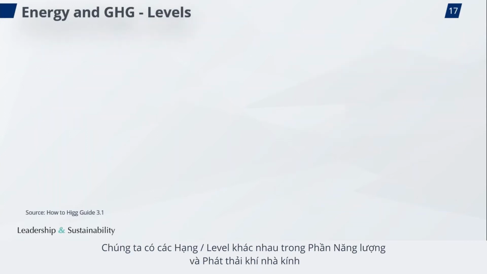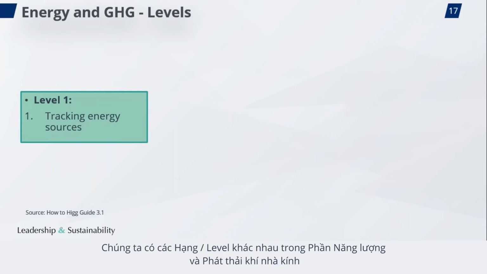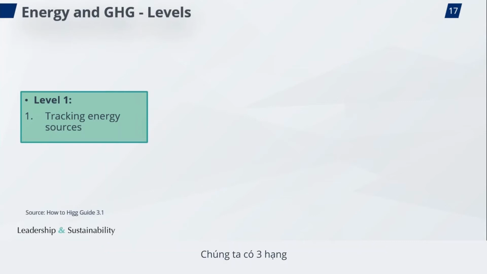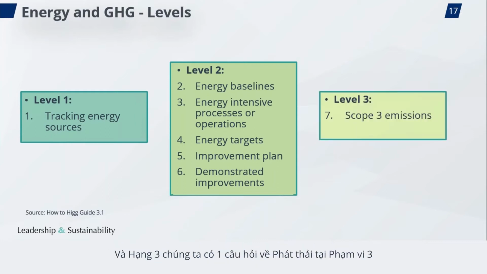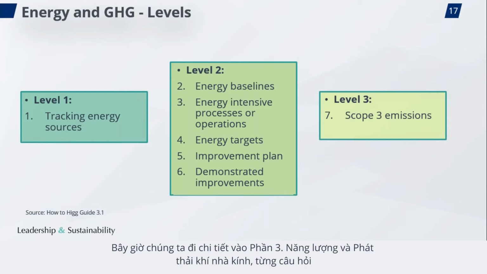And then we have the different sections in the energy and greenhouse gas area. We have 3 levels here. At level 1, it's only about tracking your energy sources. And then at level 2, you can see there are lots of other questions: baselines, targets, improvement plans, and also improvements. And at level 3, we have 1 question regarding scope 3 emissions. So let us now walk through the energy and greenhouse gas section step by step and question by question.